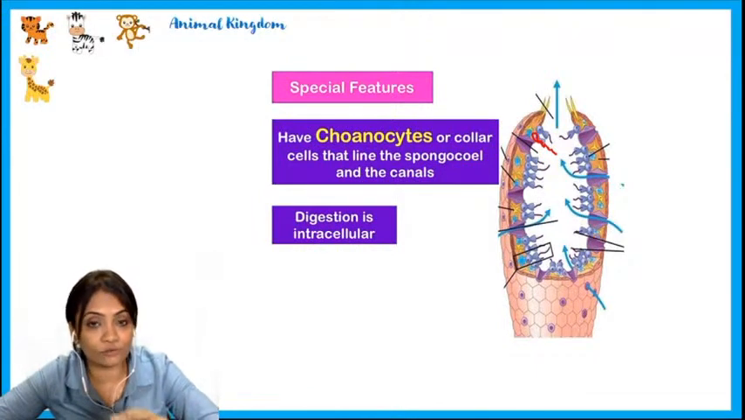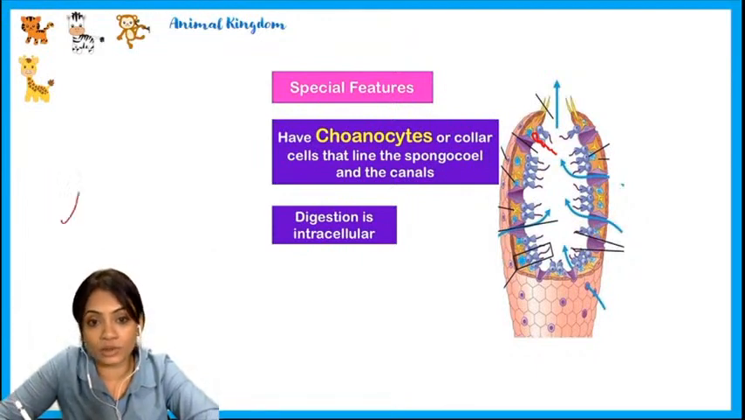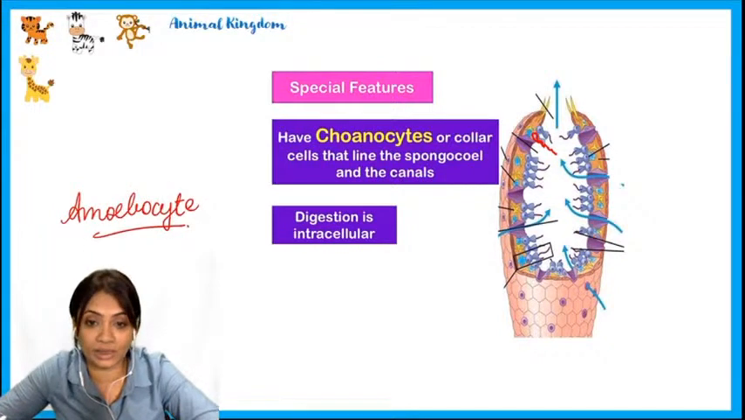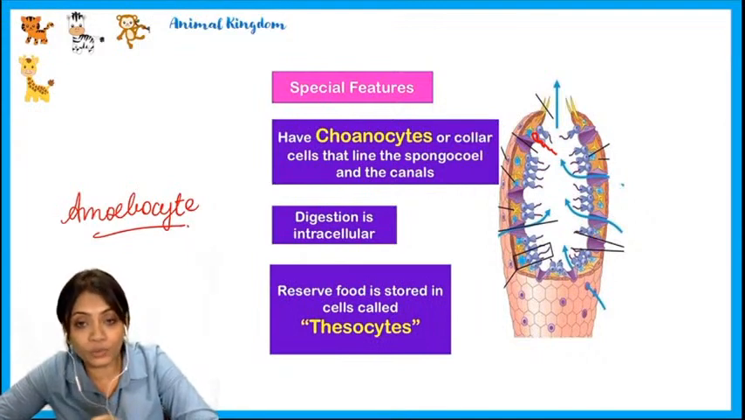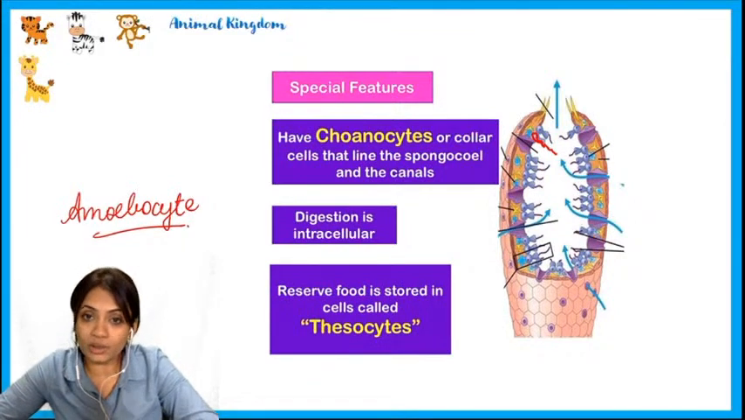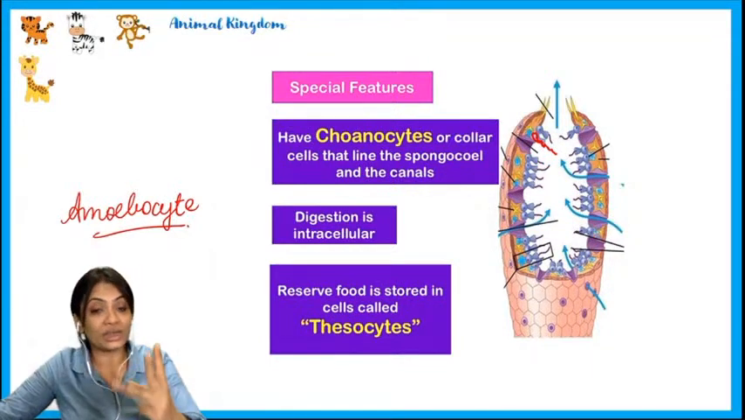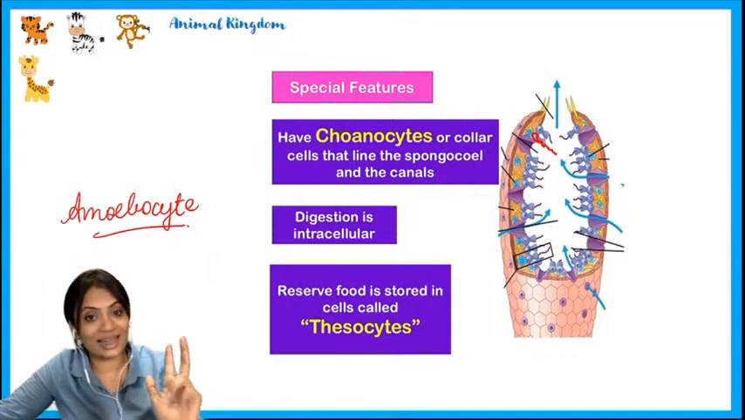Then we also saw that the digestion here was intracellular digestion, and which cell was involved? Do you remember the name of that cell? It was called an amoebocyte. So digestion here is intracellular, and the reserve food in the sponge is stored in cells called thesocytes. So 3 different cells we just saw over here: the choanocytes, the amoebocytes, and the thesocytes.